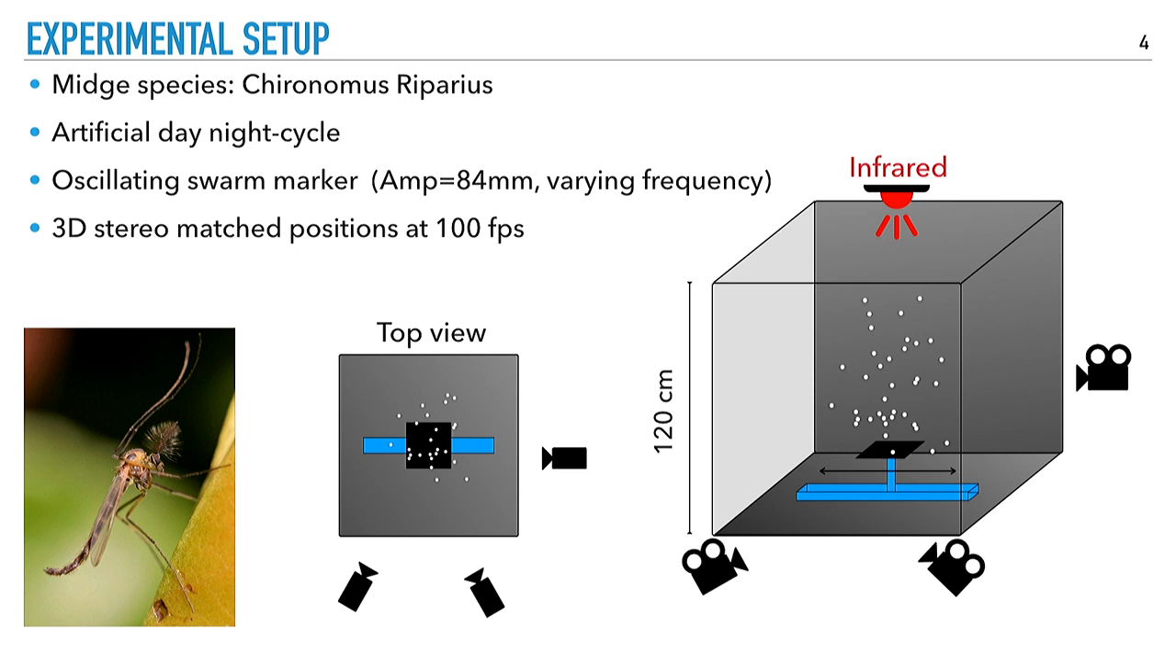The amplitude is 84 millimeters. We vary the frequency. We have not yet done an amplitude variation. That's what we're going to do next. And we use three cameras, and then we obtain stereo-matched positions at a frame rate of 100 frames per second. And because the midges are sensitive to light, we use infrared light to light them up.